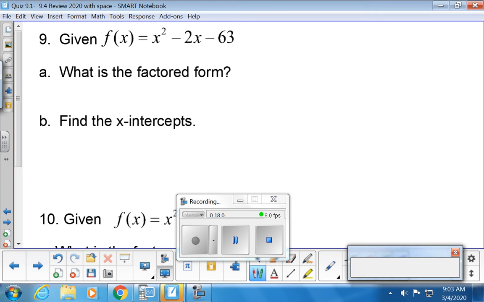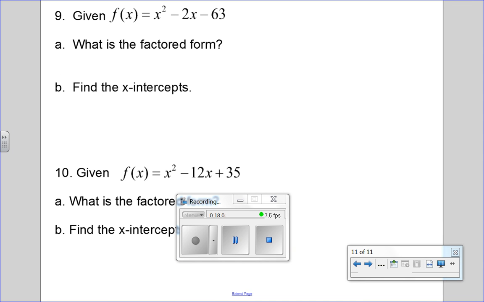Let's go. All right, here we go. Last two. It says, let's write it in factored form and then find the x-intercepts, which are the solutions. I think there's still some people that are a bit confused that x-intercepts and solutions are actually the same thing. So you guys know how to factor, right? We've been doing that for weeks.